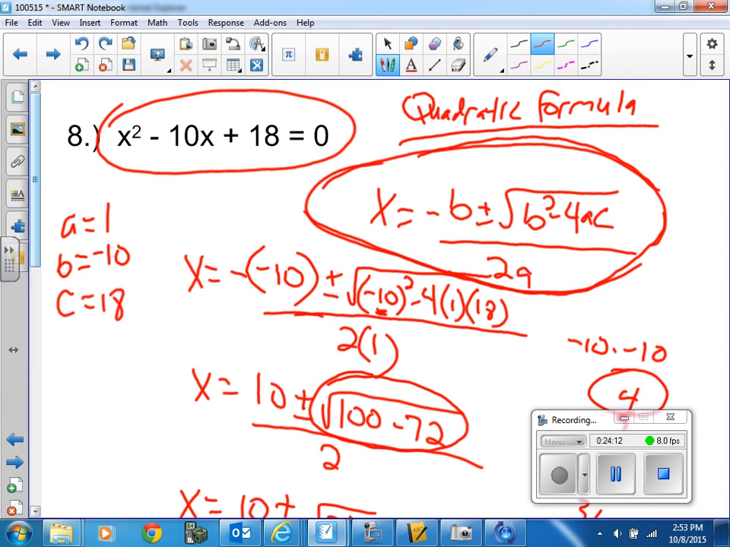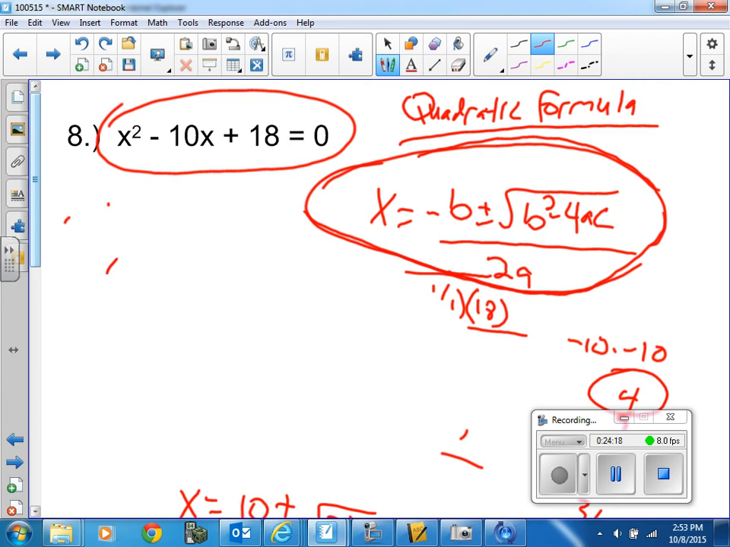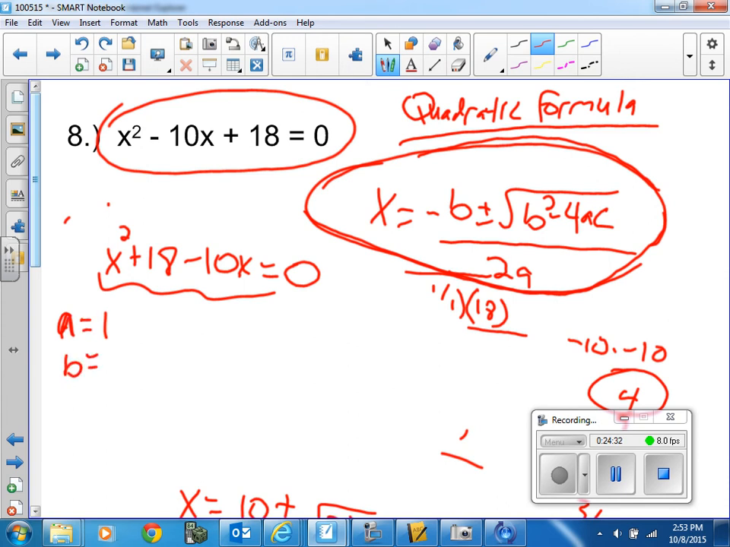So in other words, let me erase some of the stuff here. If this was x squared plus 18 minus 10x equals 0, this is not in standard form. I have students that would say, well, my A is 1, my B is 18. Nope, right there, they've already made a mistake. Your B has got to be the coefficient of your x term, your term that doesn't have an exponent other than 1. So put it in standard form, set it equal to 0, then you can use the quadratic formula.